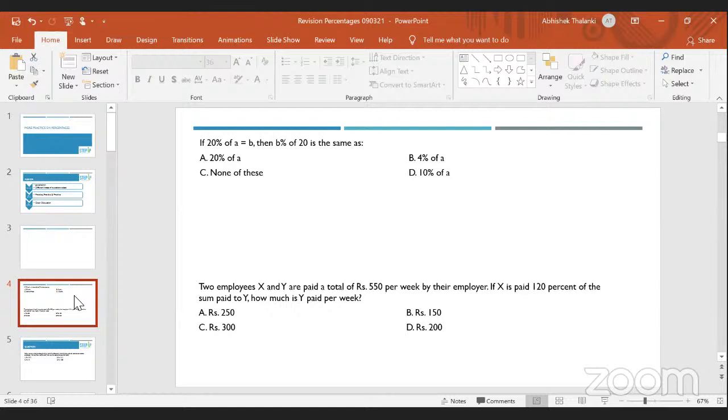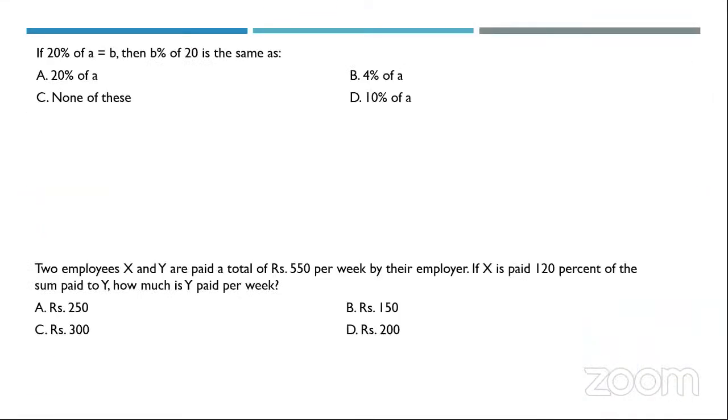How could it be? What would be the answer for the first one? Slide number 1. Okay, I'll make it full screen. Sorry. All right. So what's the answer? If 20% of A is equal to B, then B% of 20 is the same as what? Anybody?